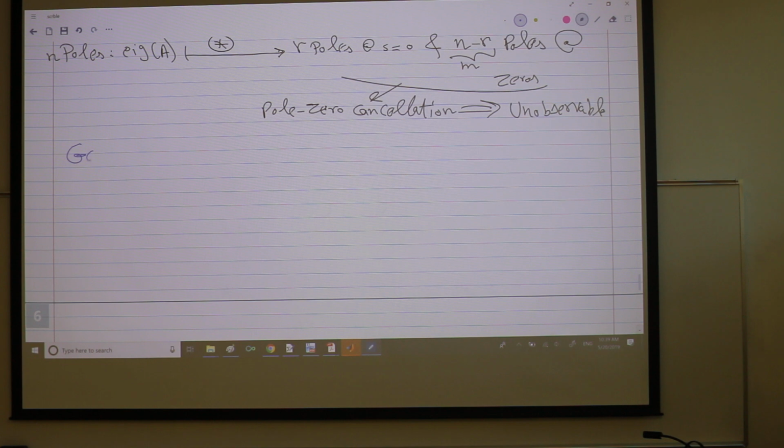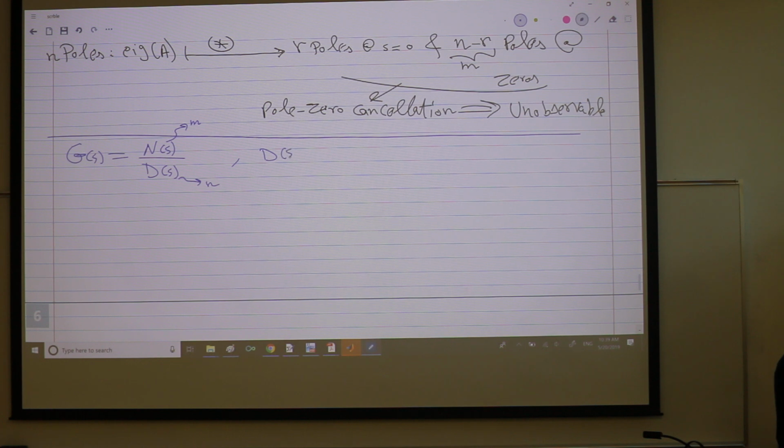So G of S, this is your transfer function, which is numerator divided by the denominator. This is of degree m, this is of degree n, right? I can write d divided by n, so the reciprocal of the transfer function, because d is of higher degree. If you divide, you get a quotient and remainder, right? The degree of the quotient is the difference, n minus m, which is r, the relative degree. And the degree of the remainder is less than n.